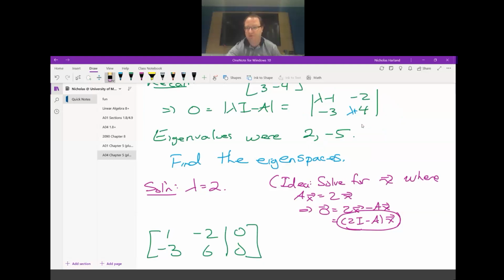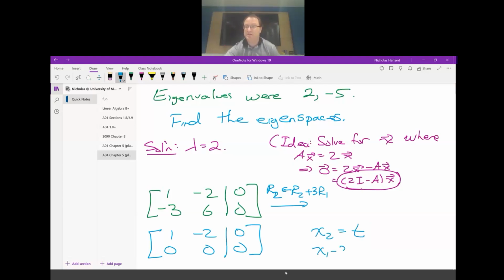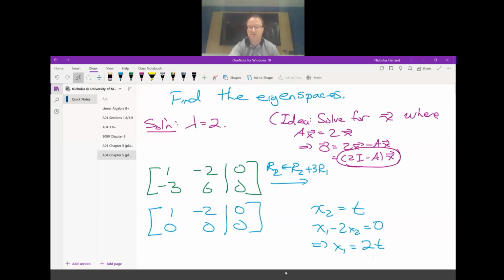And then after we've done this, we'll do the same thing with -5. And so we get row 2 is row 2 plus 3 row 3. There isn't a row 3, so row 1. We get 1, -2, 0, 0, 0, 0. In other words, x2 is equal to t. x1 minus 2x2 is equal to 0, which says x1 is equal to, move to the other side, 2t.